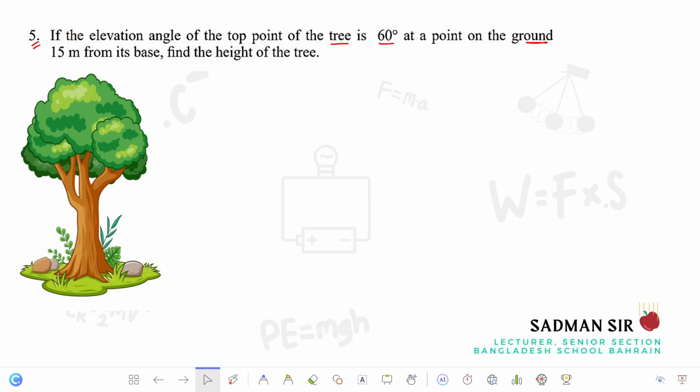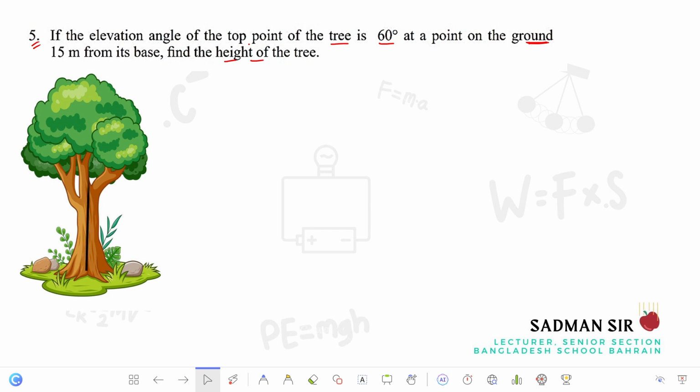on the ground. It is very important to mention that the point is on the ground and it is 15 meters distance from its base. If this is the tree, the base should be here, this is the top of the tree and this is the base of the tree. So from the base we need to find a point that is at a 15-meter distance. Based on this given information, we need to find the height of the tree.